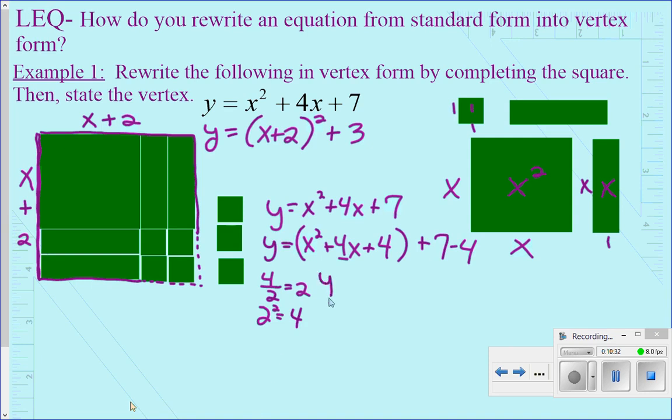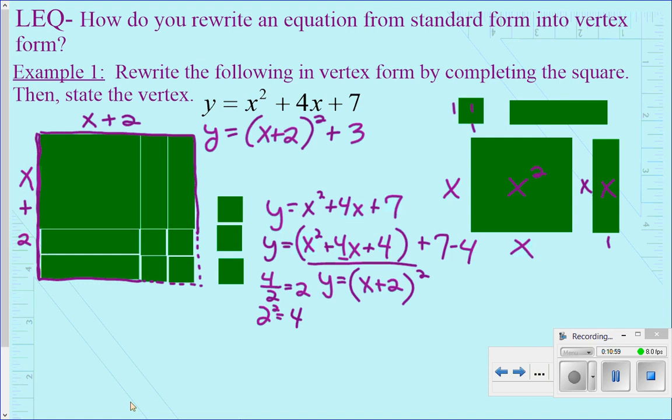Well, that helps me, though, adding that 4 and subtracting it, helps me because this right here, this trinomial, can be rewritten as a binomial squared. X squared plus 4x plus 4, if I factor it, it factors into x plus 2 times another x plus 2. So that's how I rewrite this trinomial as the binomial squared.